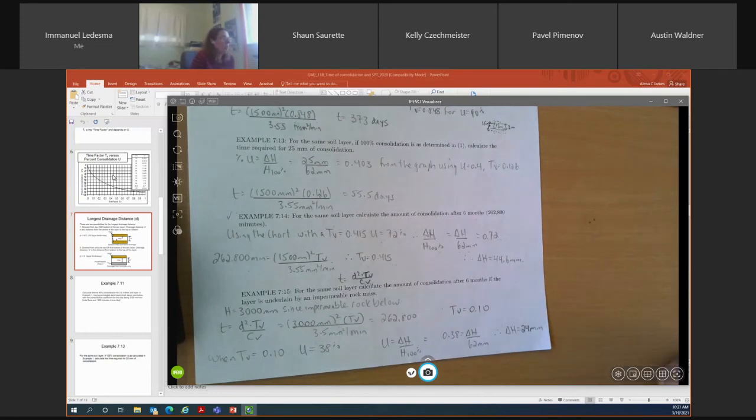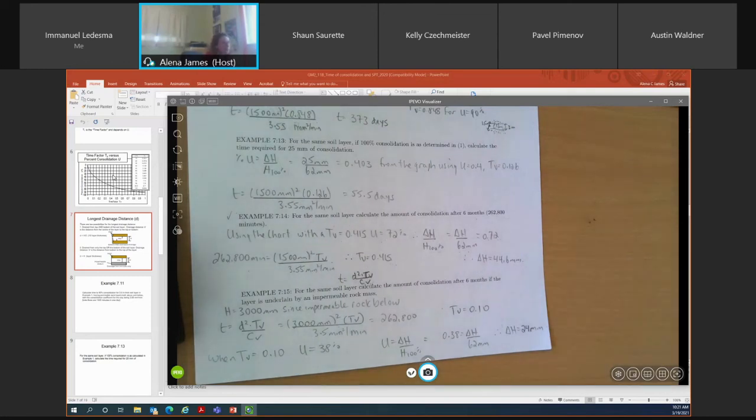Okay, well, let's go over example problem 714. It's a similar type of example problem. So it's saying for the same soil layer, calculate the amount of consolidation after 6 months. So here is the problem has indicated to us that there's 262,800 minutes in 6 months. So we know that delta H 100% is 62 mils.